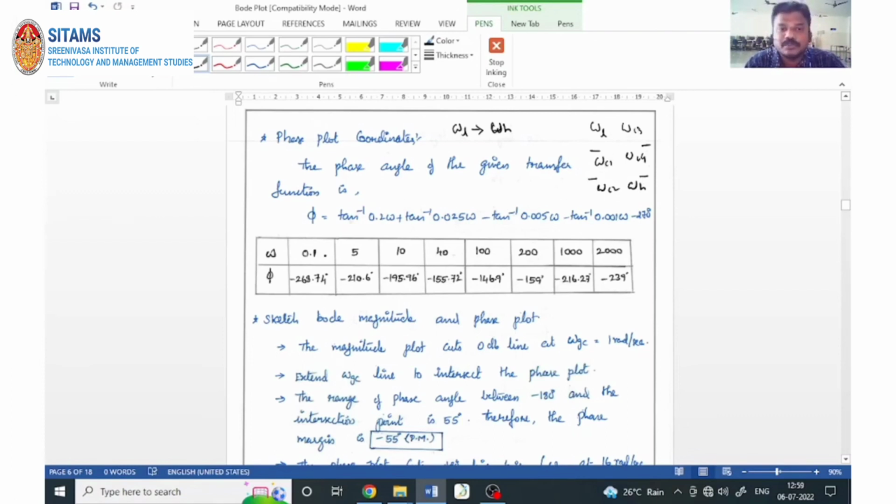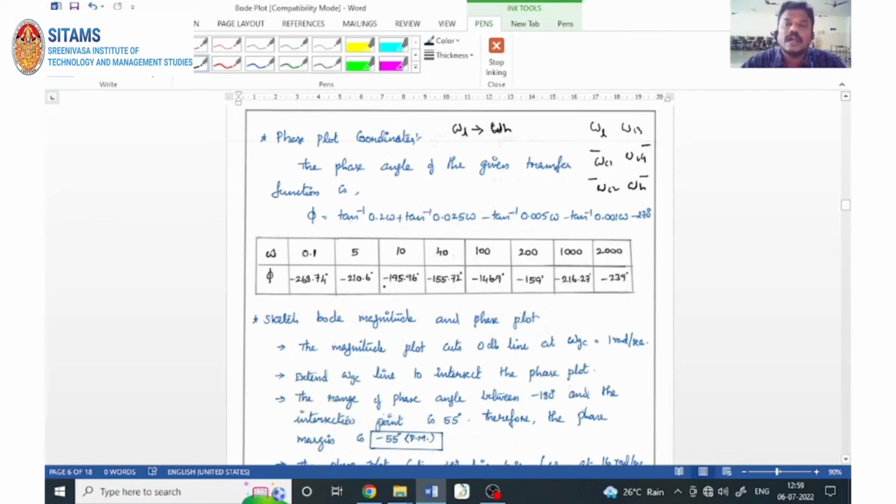You can choose. I have chosen 0.1 first. Next 5 is my first corner frequency. You can add one more frequency in between 0.1 and 5. You can add 2 in between. So according to that, you can calculate the phase angle. Similarly, you can add more number of frequencies. If you add more number of frequencies, your plot will be very smooth, right? So now I have the coordinates with me.